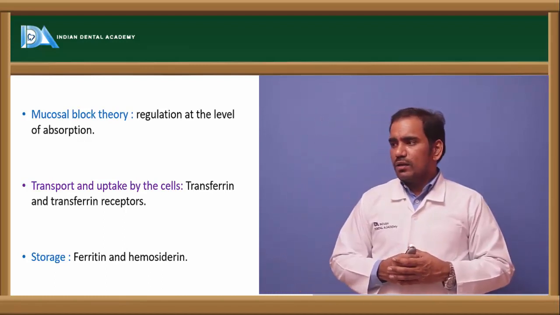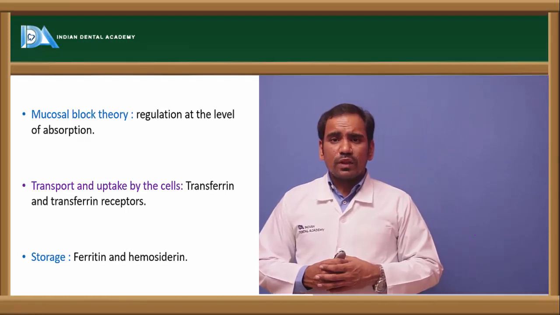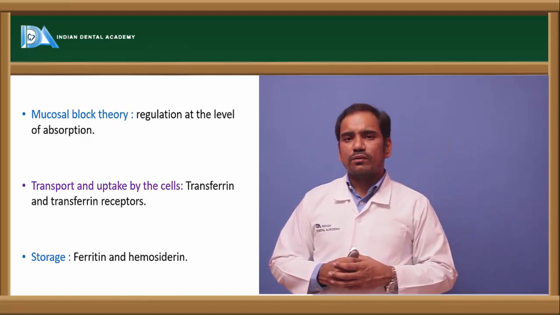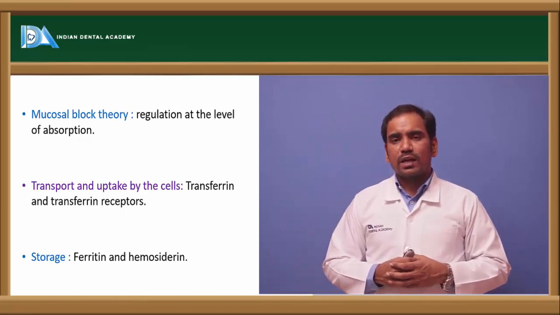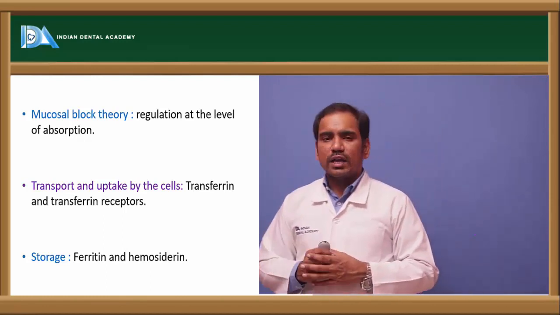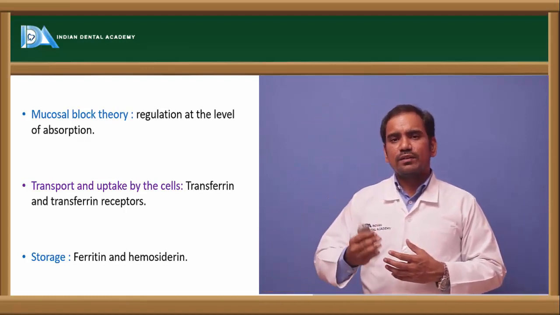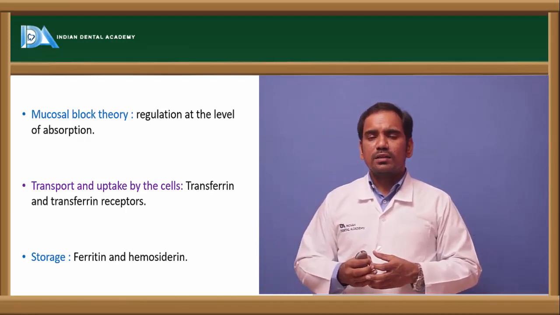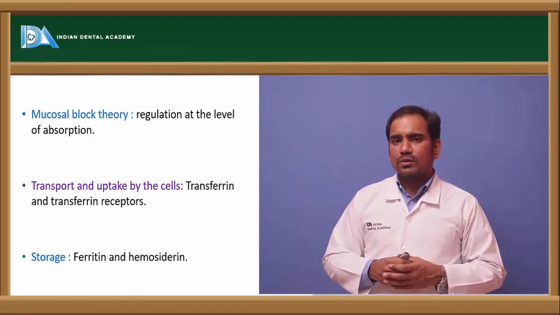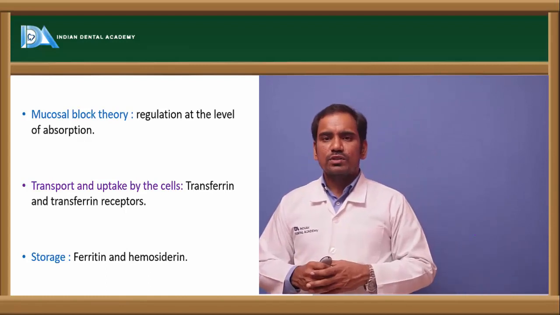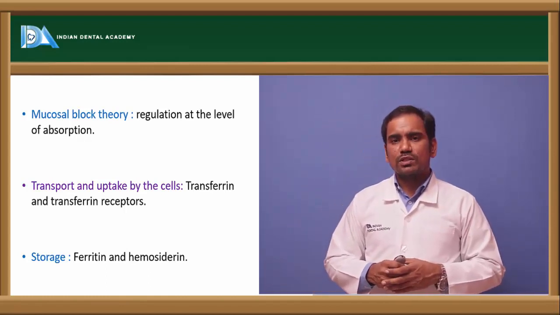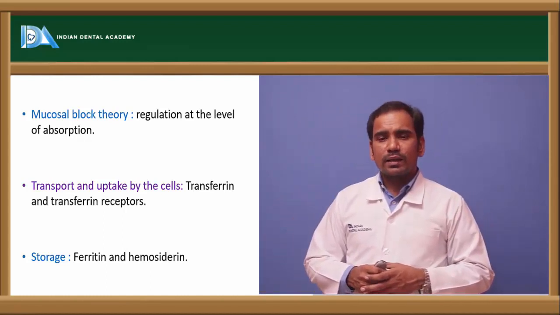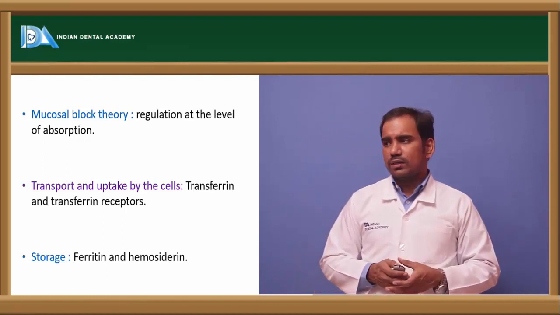Coming to storage, the iron that is absorbed is stored in the body in the form of ferritin. The other form in which it is stored is hemosiderin. Hemosiderin is the truncated form of ferritin. It has less protein part when compared to ferritin, and that is the difference between ferritin and hemosiderin. These are the two important storage forms of iron, stored mainly in the liver, spleen, and bone marrow.